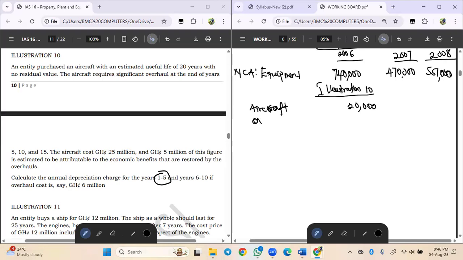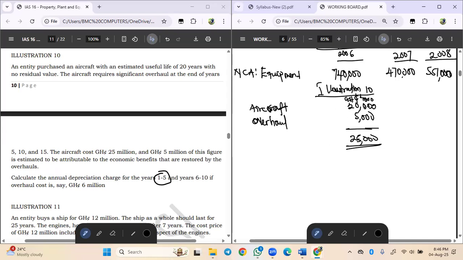So the cost of the aircraft will be 20,000, then the overhaul will be 5,000. We have million on top; we are just cutting off 3 zeros. So that will be the total cost of 25,000, because the overhaul met the criteria. That's why they capitalized it. Now, all they need is the annual depreciation charge.